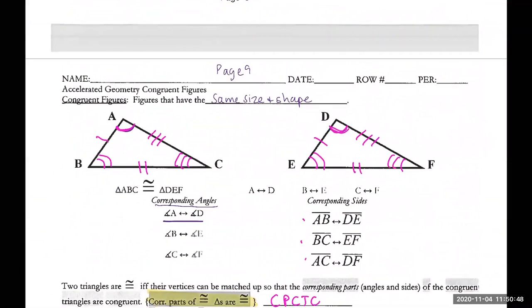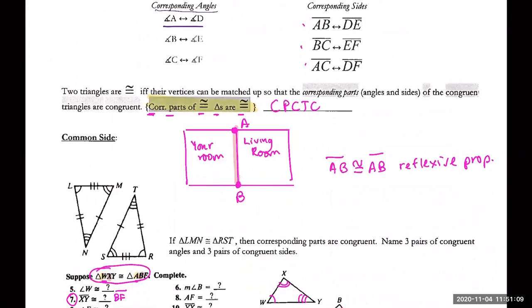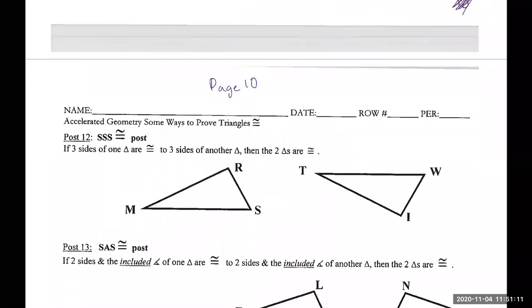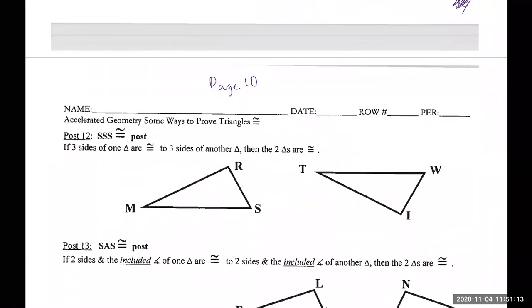If I gave you 2 triangles, you're like, Mrs. Kim, do I really have to show all 3 sets of angles and all 3 sets of sides are congruent in order to prove that these 2 triangles are indeed congruent to each other? I'll just say that's too much work. You have shortcuts, and the shortcuts are that you only need to show 3 sets of something are true. One of those is to show all 3 sets of sides are congruent.